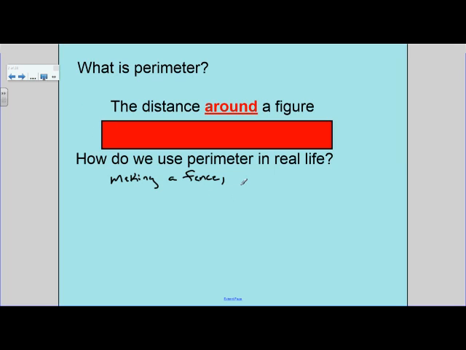There's all kinds of things that happen in the real world when we need to know the perimeter. If you can think of some more examples, pause it and put them down. There's tons and tons of things you can use for perimeter.